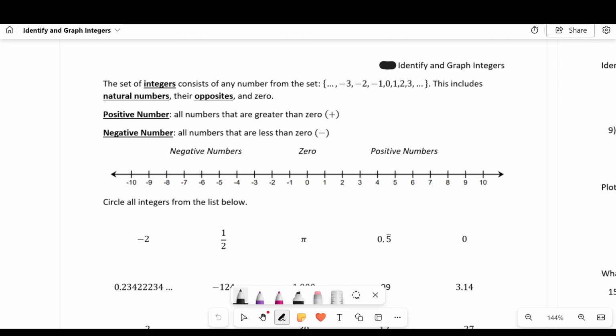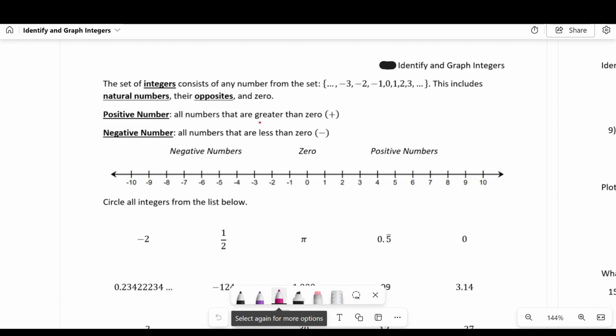Identify and graph integers. The set of integers consists of any number from the set -3, -2, -1, 0, 1, 2, 3, and it goes on in both directions, negative and positive. This includes natural numbers, which are your counting numbers, 1, 2, 3, 4, their opposites, -1, -2, -3, -4, and 0.